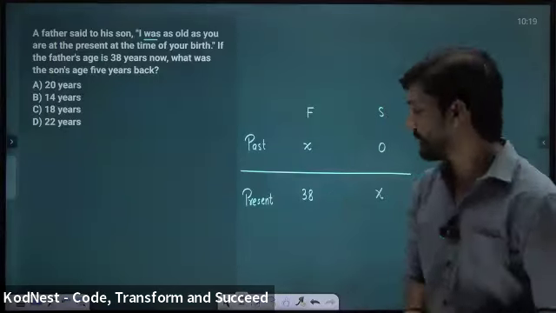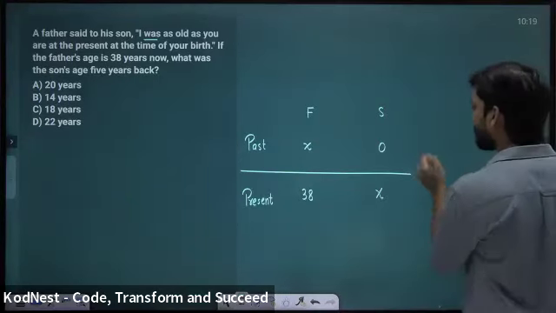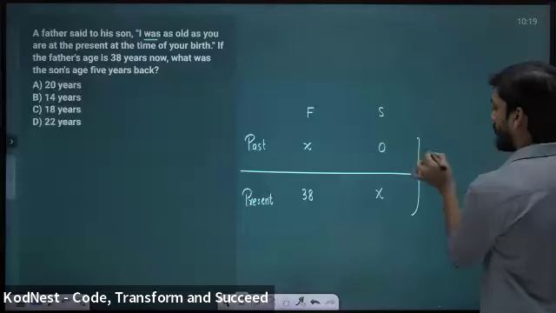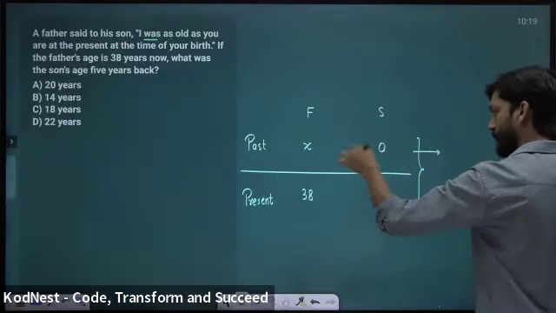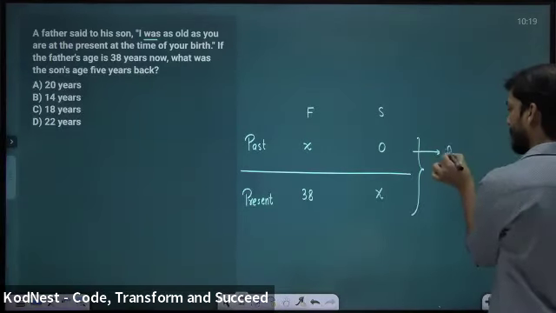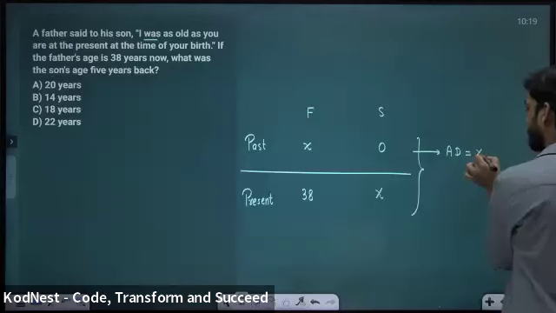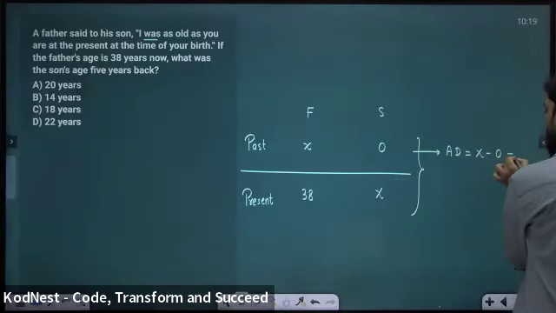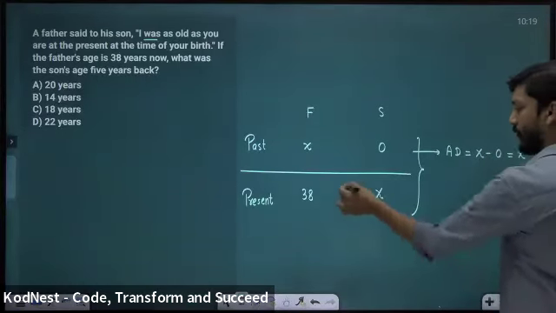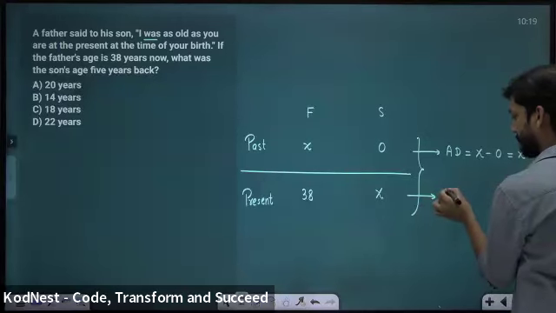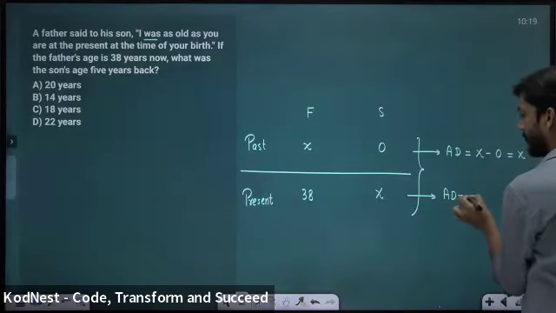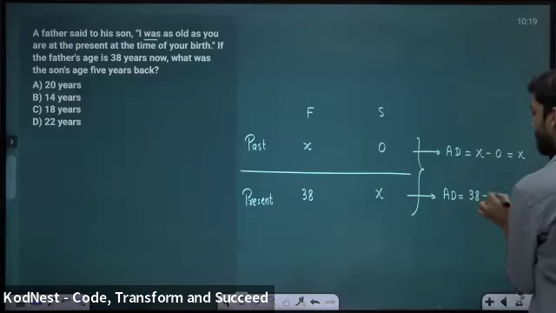Age difference. What is the age difference? What will you say age difference? You will say, sir, age difference x minus 0 equal to x. What is the age difference? Father minus son. That means 38 minus x.